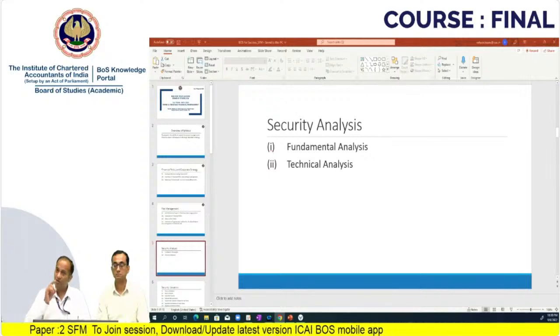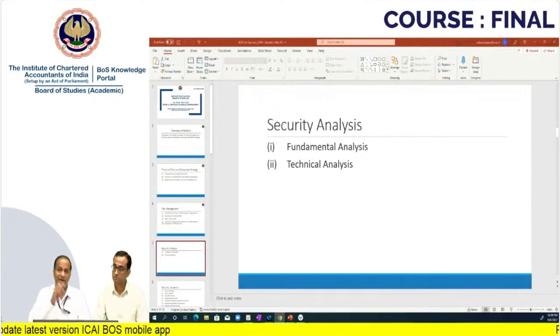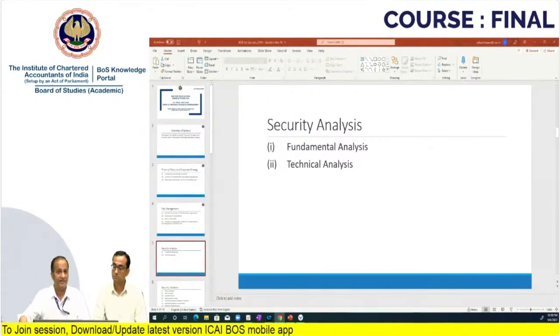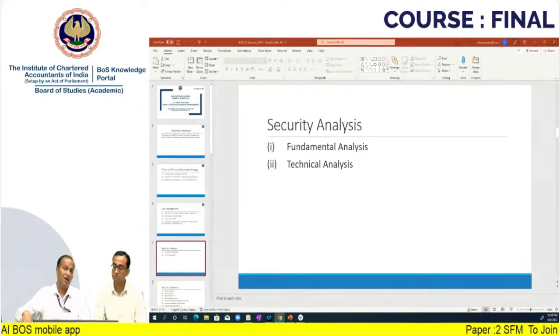And one more important thing, students: please don't cram the questions in SFM. It matters. You should understand what has been asked in the exam, what the requirement of the question is, and how we have reached the solution. It is very important.